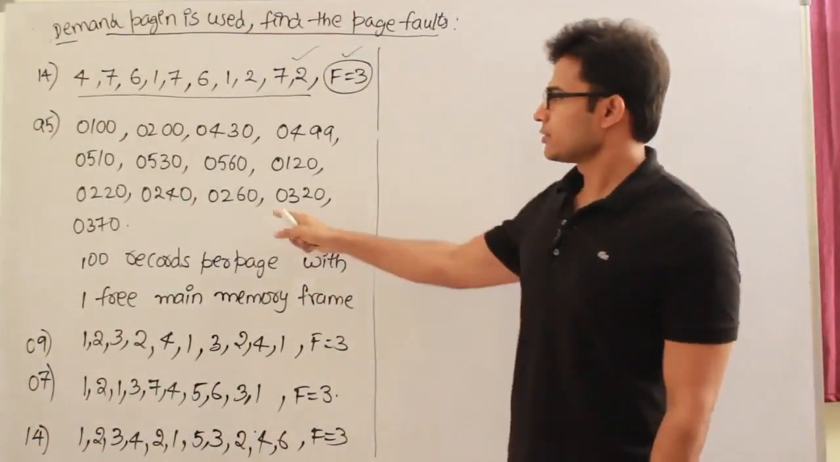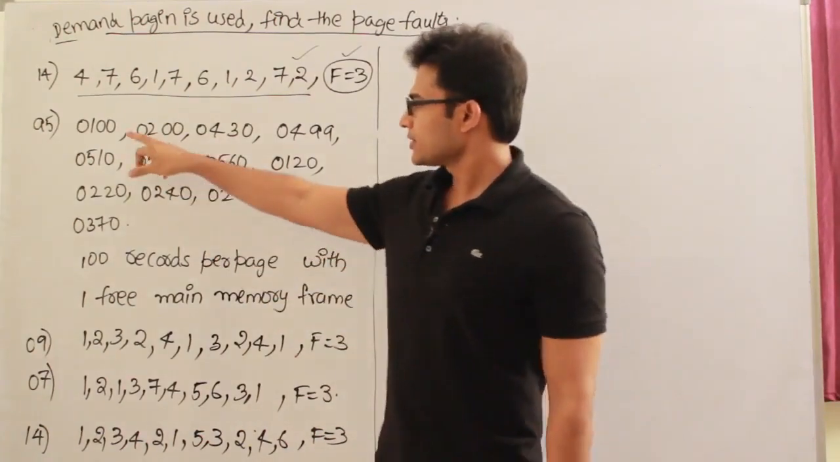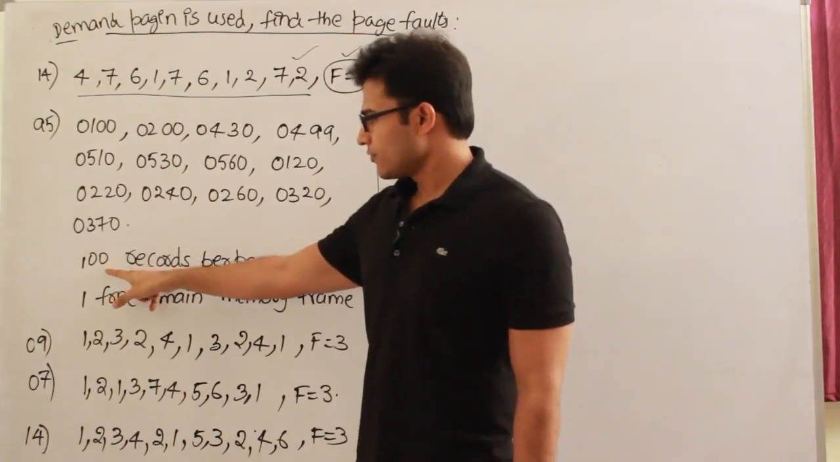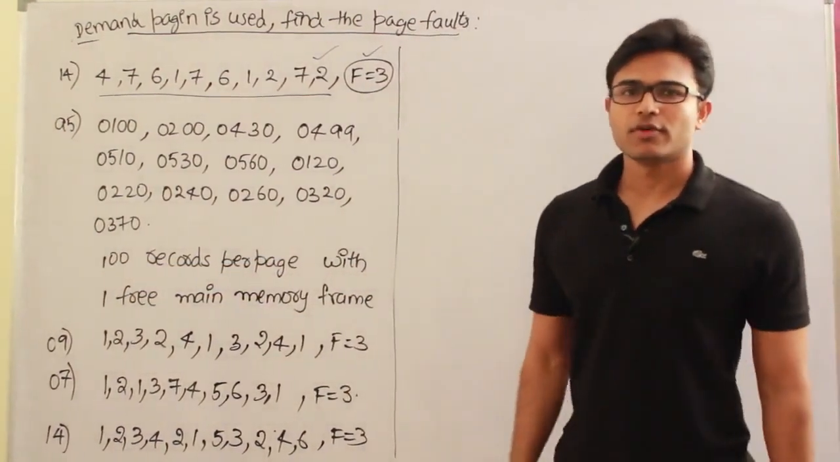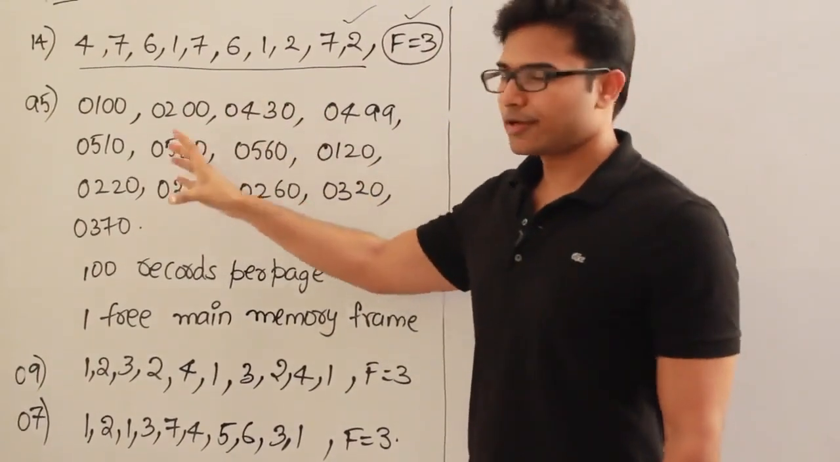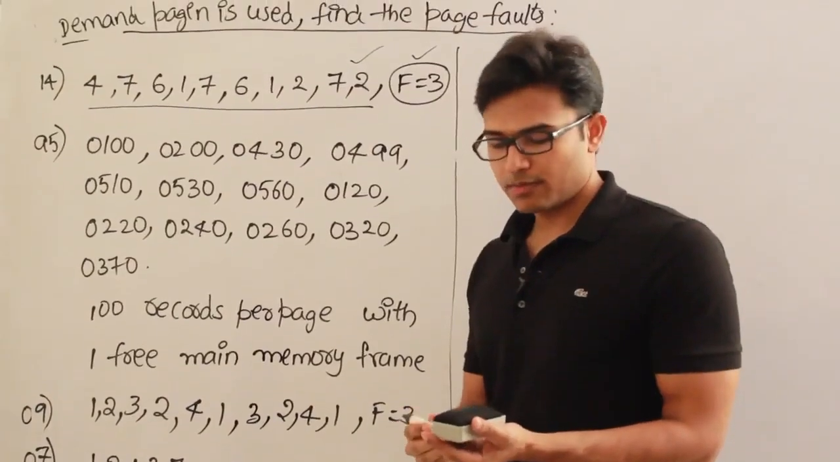Now in this next question, it is asking GATE 1995. They are giving the full address. They are not just saying the page number, they are giving the full address, and then they are saying that in every page 100 records are present, right? So if 100 records are present in every page and they are referring to one of the records, then you are supposed to get the page number first.